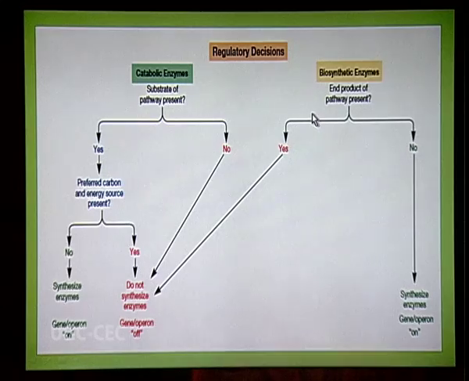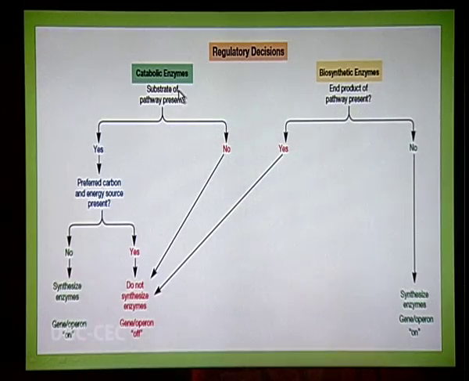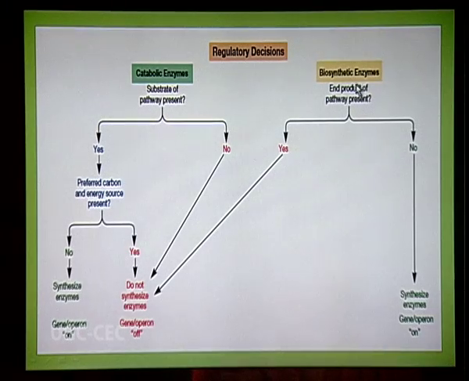So the cell will take the decision of the synthesis of catabolic enzymes and biosynthetic enzymes depending on certain factors. If I focus on catabolic enzyme synthesis, the enzymes will be synthesized only when the substrate is present. On the other hand, if the enzymes are of a biosynthetic pathway, then if the end product of the pathway is present in the growth media, the synthesis of the operon or of these enzymes is switched off.